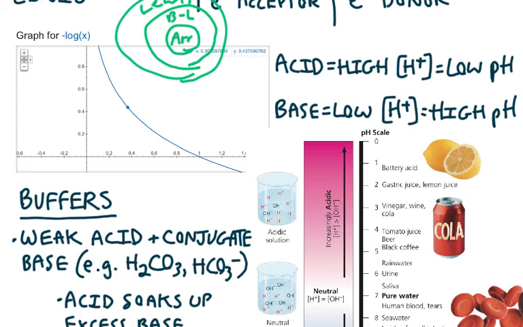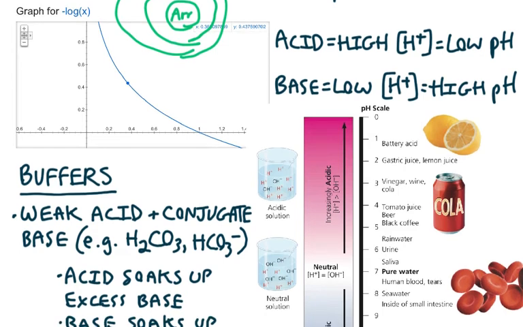When you've got a high H plus concentration, as you will when you have an acid, because remember an acid is an H plus donor, you are going to have low pH. If you have a base, which is an H plus acceptor, that's going to have lower H plus because the base is soaking it all up, and you're going to have high pH.